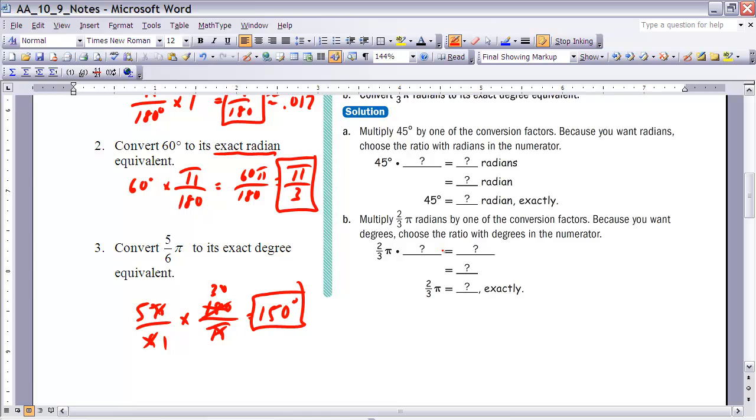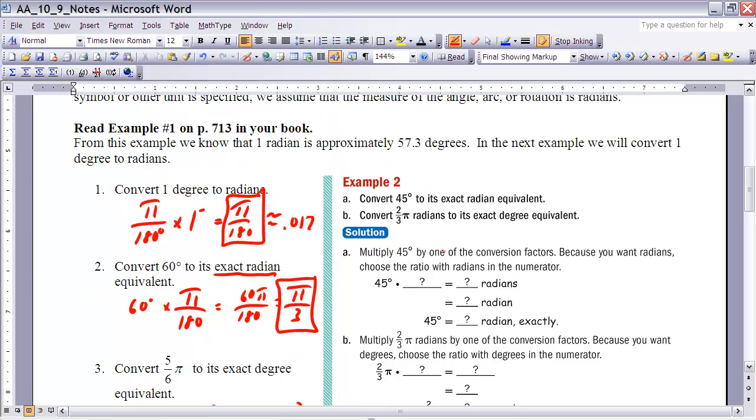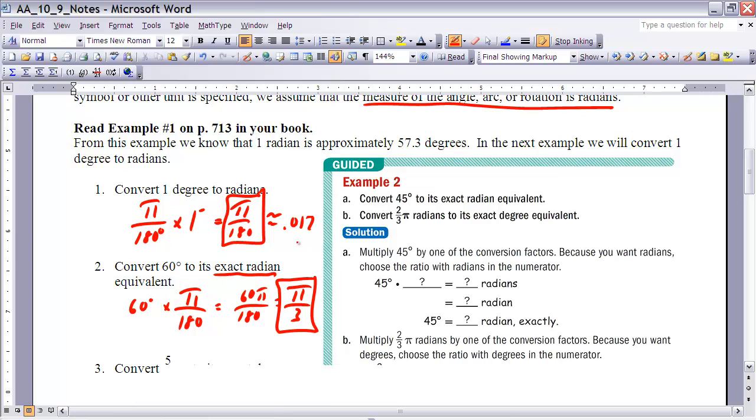Okay, if you want to take a minute or two now to see if you can do the guided example here right next to these 3 problems.